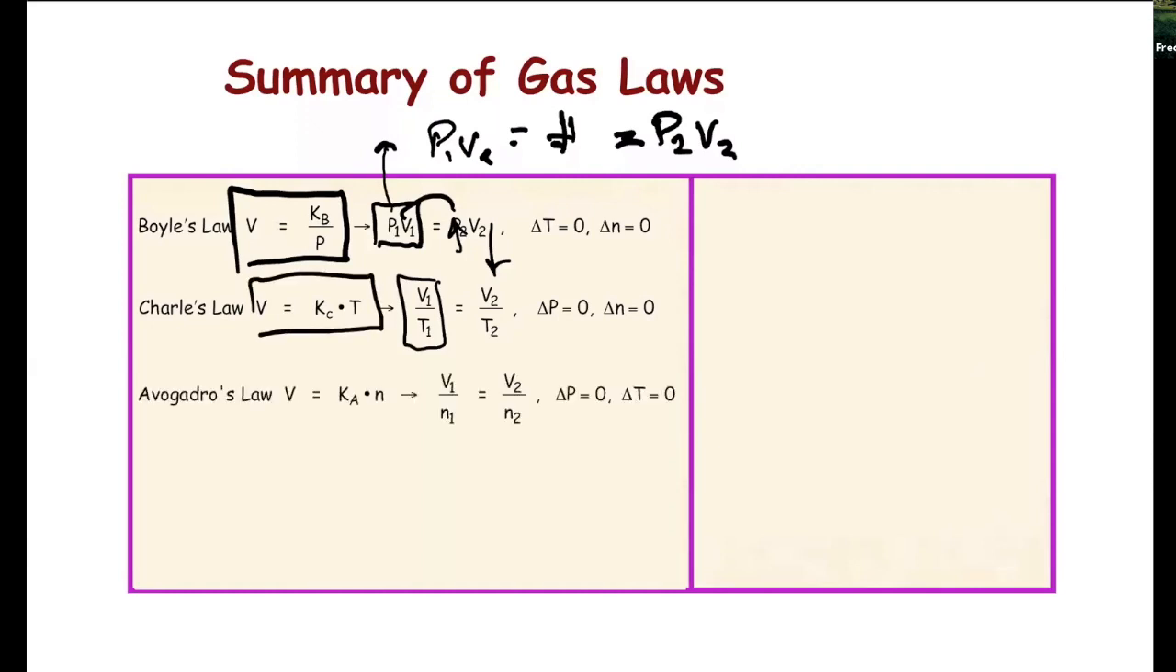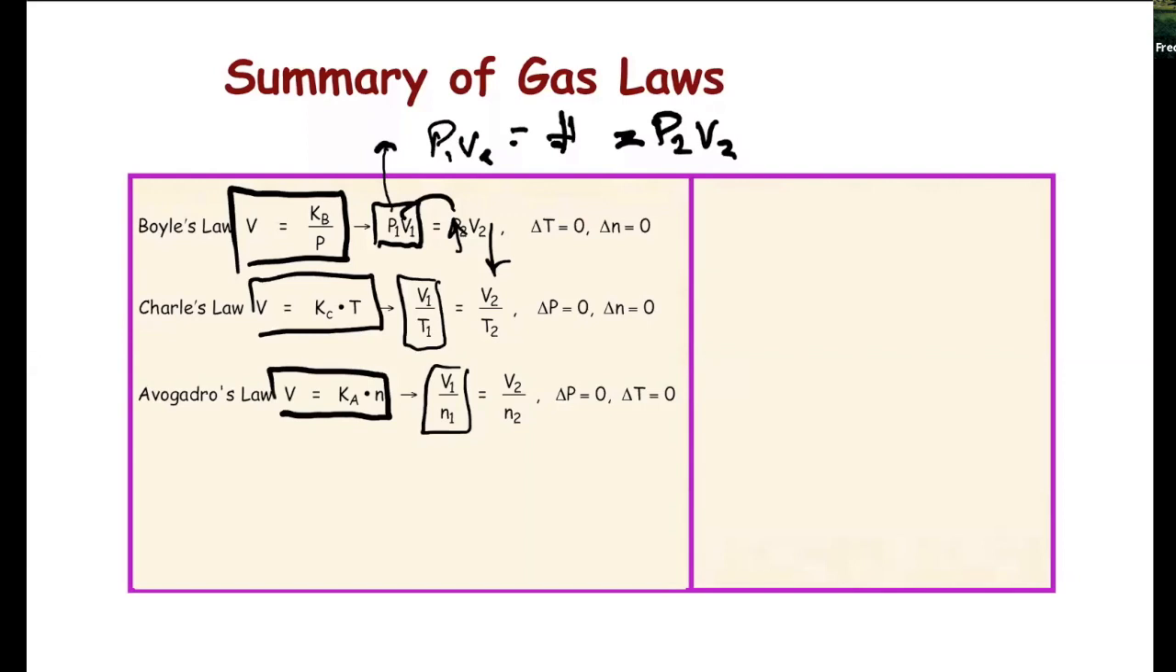And then Avogadro's law tells you that the volume divided by the moles under one condition is equal to the volume divided by the moles under the second condition. That's what this is telling you. And in essence, it's telling you that the volume and the moles are proportional to each other.